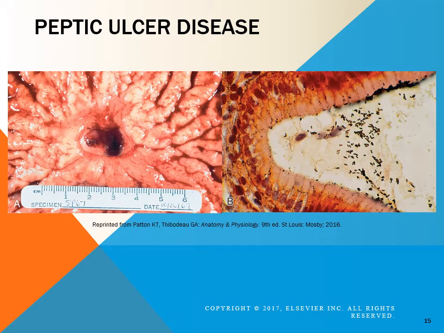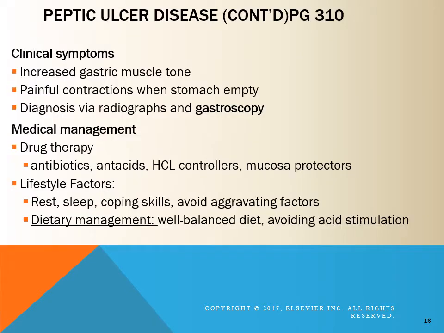Now we're going to look at peptic ulcer disease. The picture on the left, picture A, is showing you a gastric ulcer. The picture on the right, picture B, all those tiny black particles, that's H. pylori. So that's the H. pylori infecting the stomach mucosa. So here we have a gastric ulcer and H. pylori infecting the stomach.